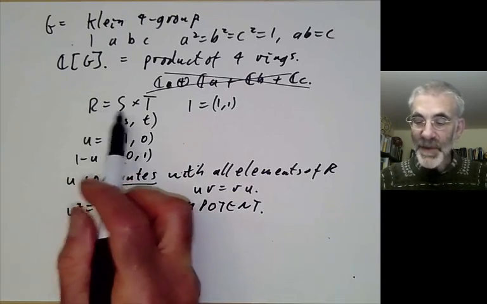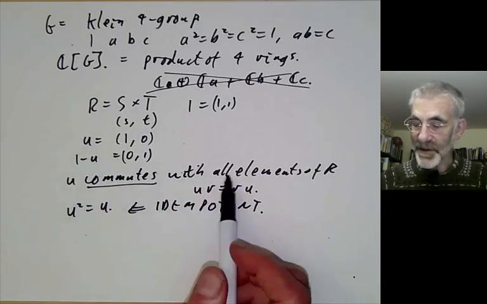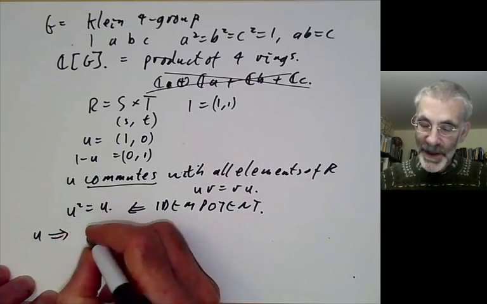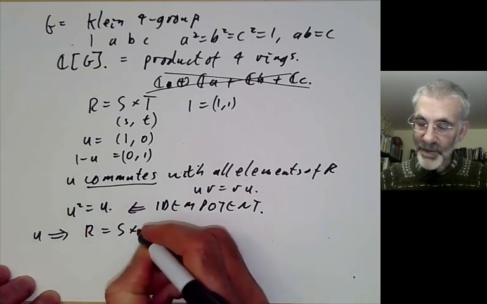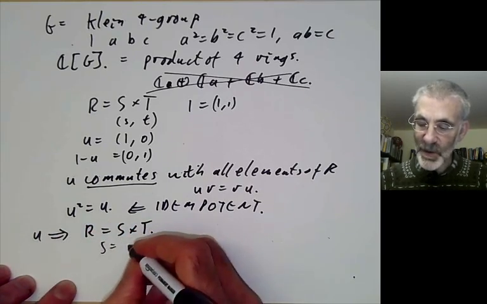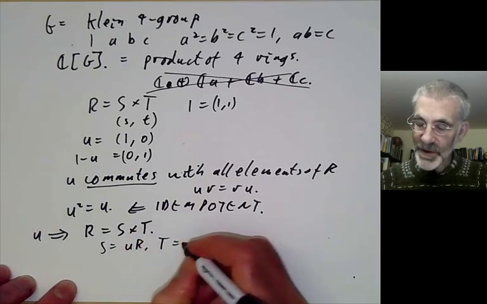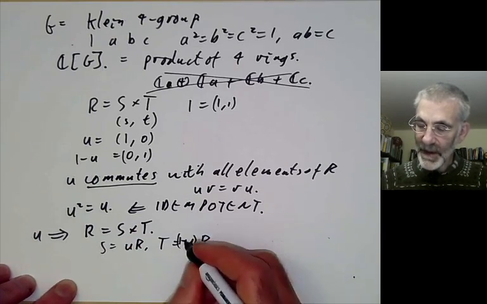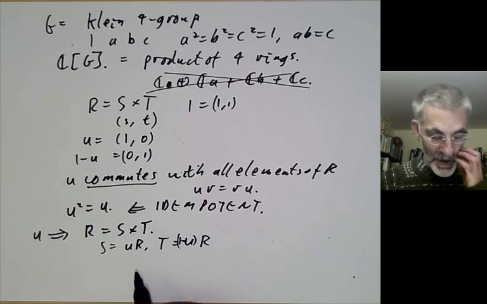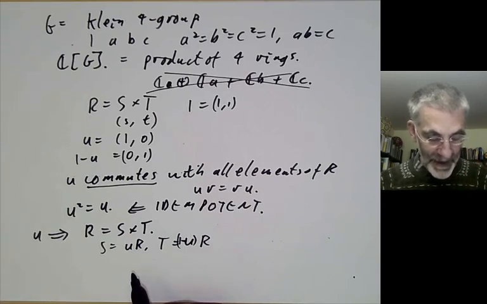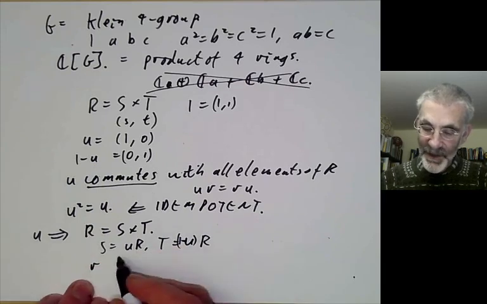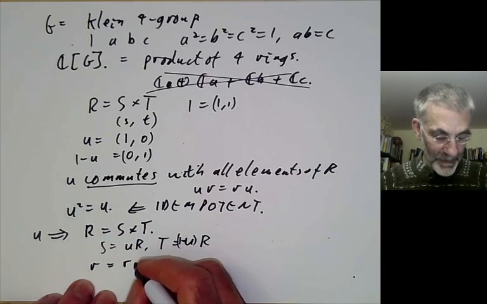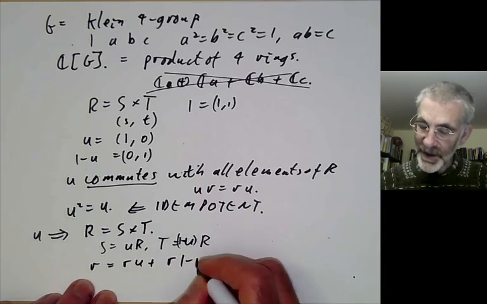So if a ring splits as a product, then we can find an idempotent that commutes with everything in the ring. Conversely, if we've got u, then we can reconstruct R as a product of two rings, and we just put S equals uR and T equals (1 minus u)R. It doesn't matter whether you put R on the left or the right because u is in the centre. And then you can see, for example, that anything in the ring can be written as a sum of things in S and T, because r is equal to ru plus r times (1 minus u).